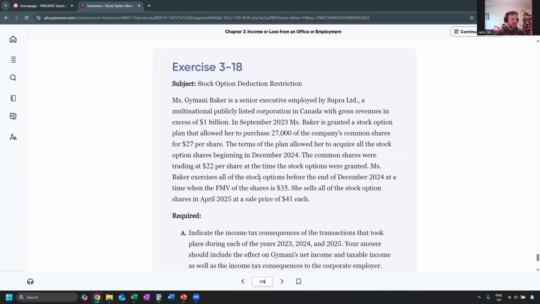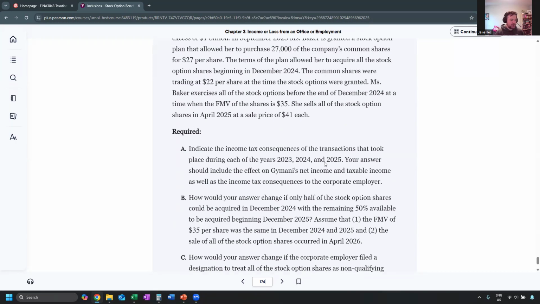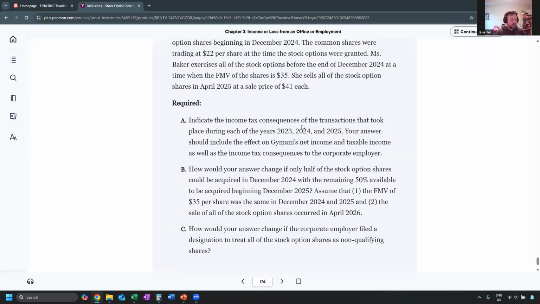Miss Baker exercises all options in December 2024 when the value of the shares is $35. She sells all the stock options in April 2025 at a sale price of $41 each. Indicate the tax consequences that took place for 2023, 2024, 2025. How would your answer change if only half the options were available in 2024?